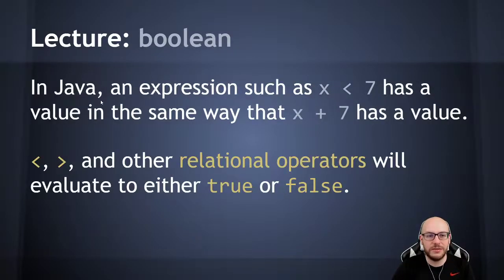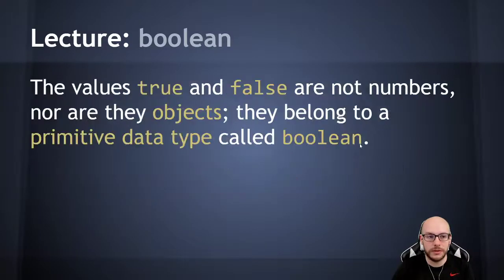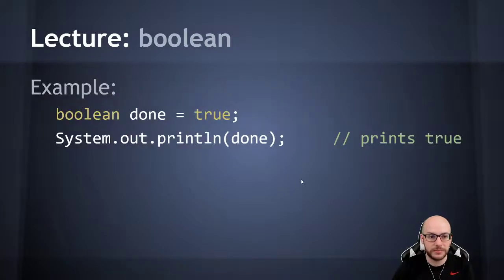All right, so in Java, an expression such as x is less than 7 has a value in the same way that x plus 7 has a value. Less than, greater than, and other relational operators will evaluate to true or false. The values true and false are not numbers, they're not objects, they belong to a primitive data type called boolean. This is coming from George Boole, who developed Boolean algebra, which is looking at these true or false types of scenarios.